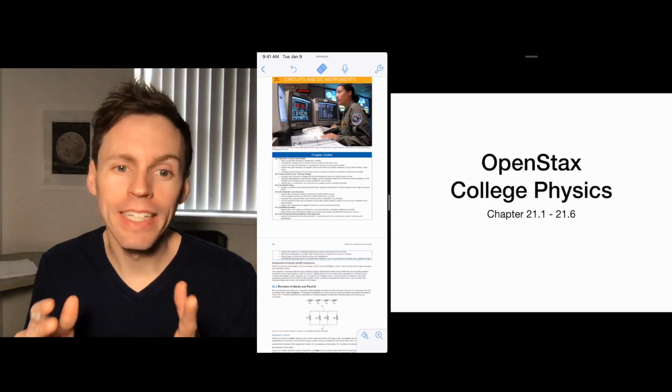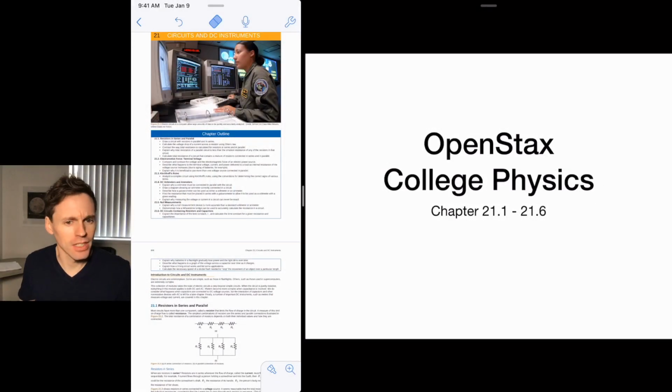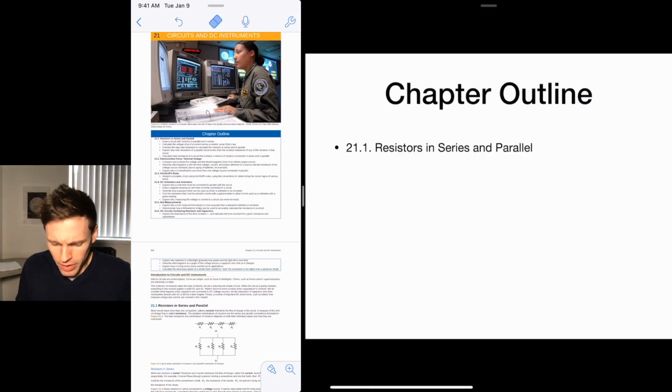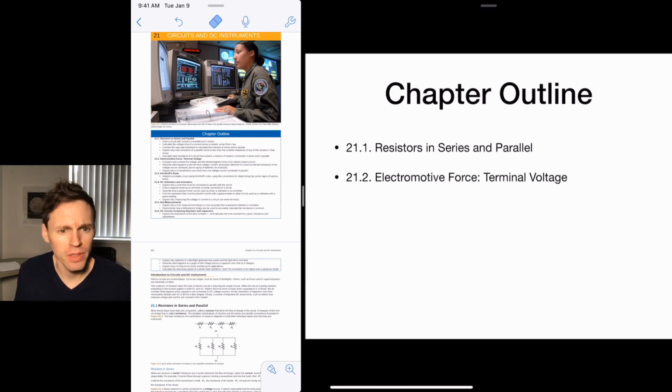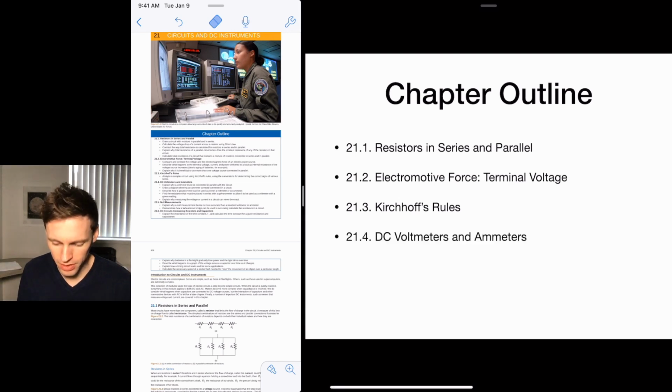To talk about DC circuits. This is so exciting. Let's do it. Okay, we're going to talk about resistors in series and parallel. EMF, what the heck that is. Kirchhoff's rules, complicated but easy once you learn it. I had a professor say, quantum mechanics is easy, and I was like, you're a jerk, because everything's easy once you get it.